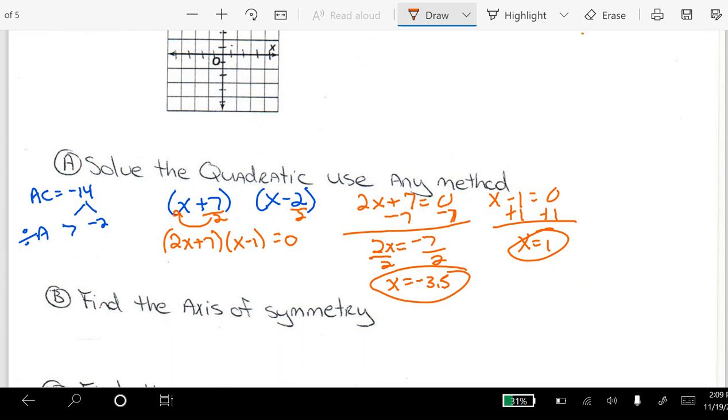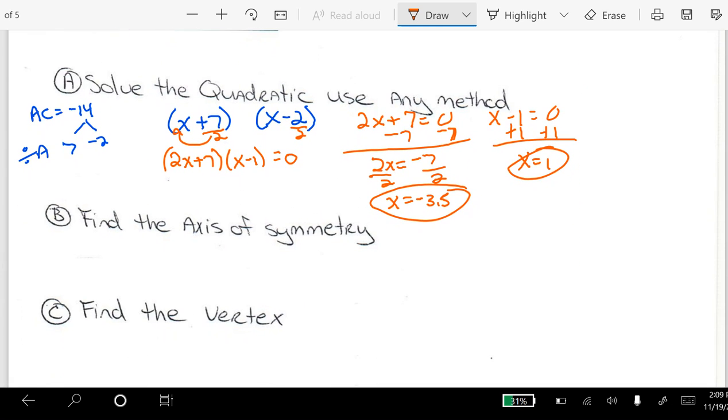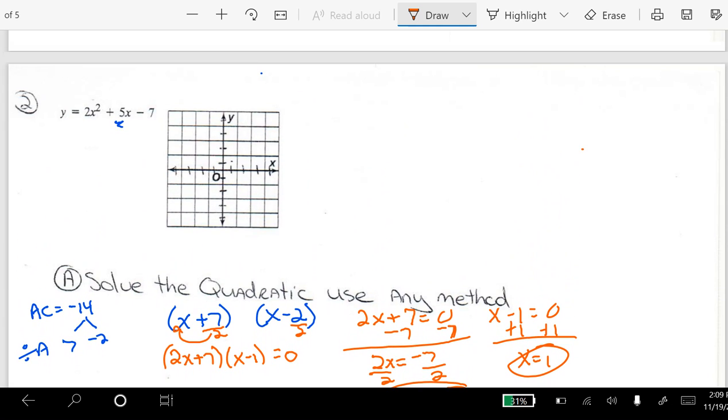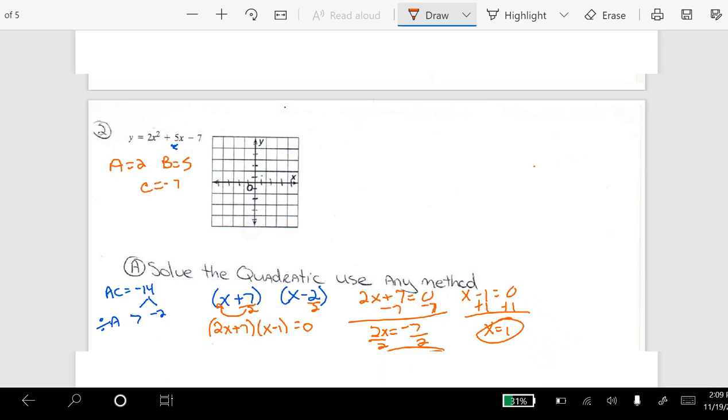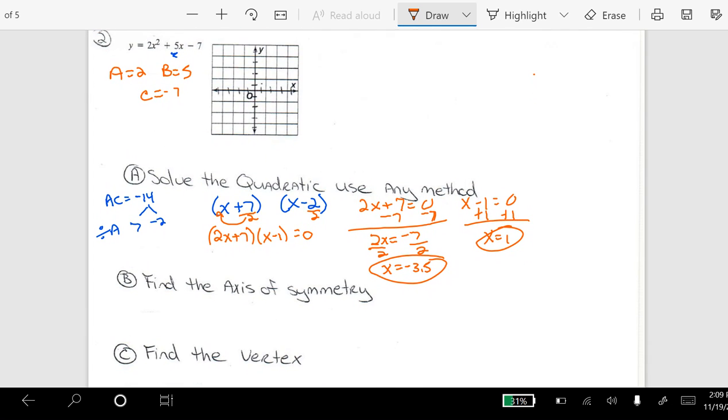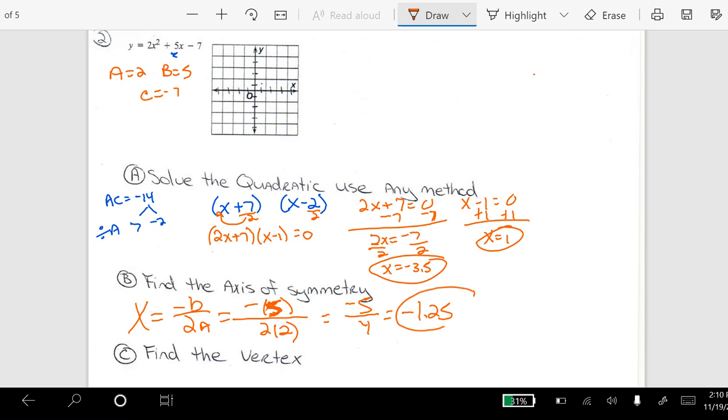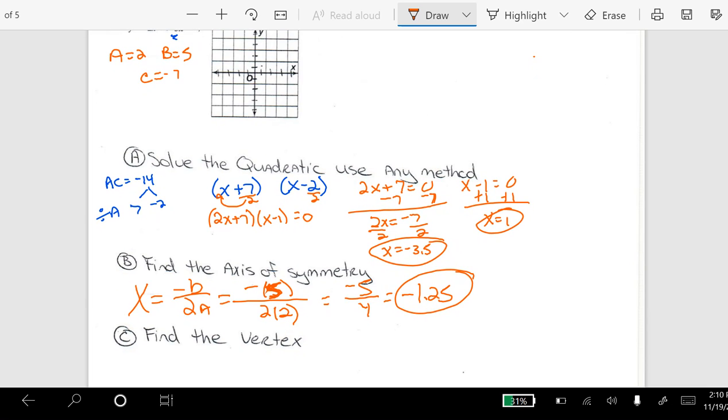All right. Next for B, it's asking you to find the axis of symmetry. So let me go back to the top. I'll write down my A, B, and C. A is 2. B is 5. And C is negative 7. So when I find my axis of symmetry, we use that formula, x equals negative b over 2a. So in this situation, it's going to be negative 5 over 2 times 2. That's going to be negative 5 over 4, which is negative 1.25. The fraction or the decimal is perfectly fine.